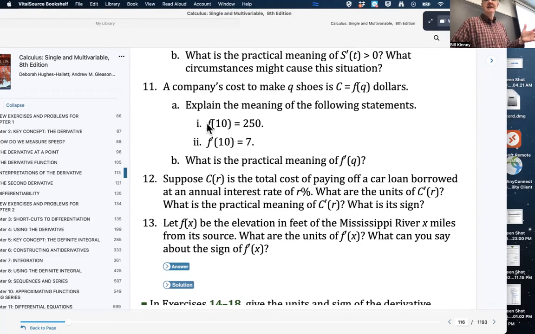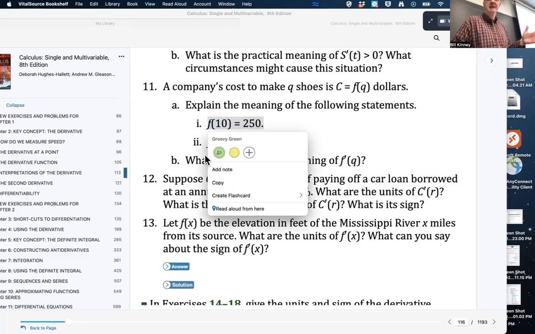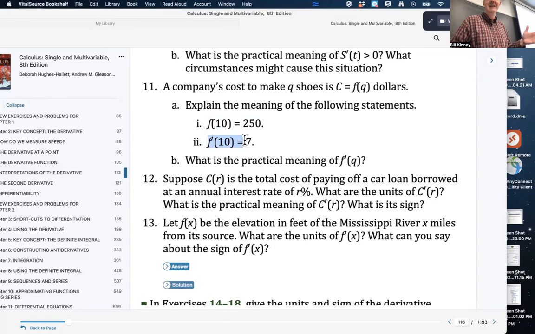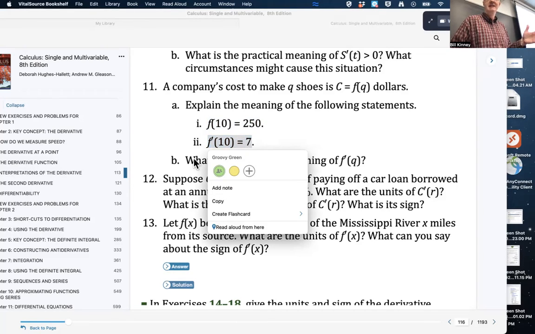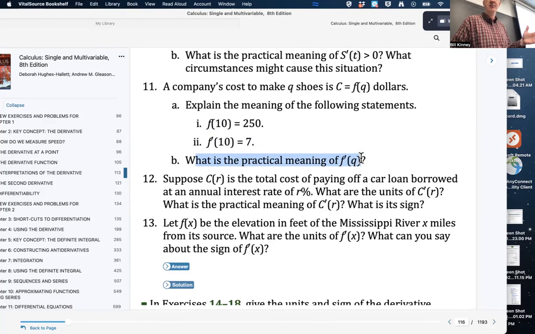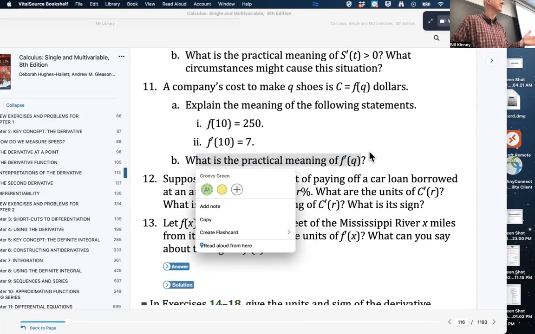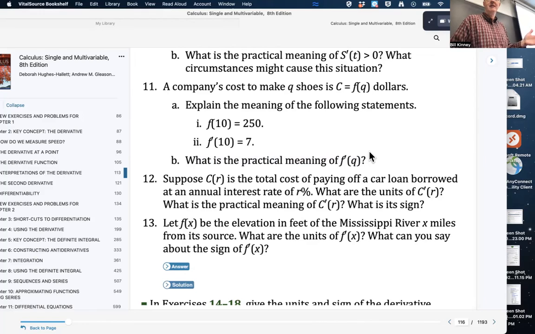Explain the meaning of the following statements. F of 10 equals 250 and F prime of 10 equals 7. And what is the practical meaning of the derivative F prime of Q in general? You've got to think about the variables and their meaning, as well as the fact that a slope is a rate of change to help you do this problem.